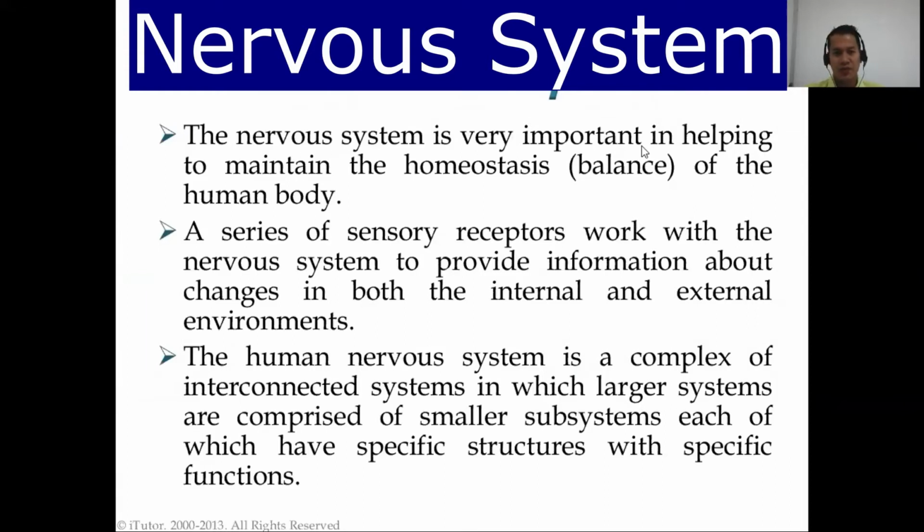The nervous system is very important in helping to maintain the homeostasis, or the balance, of the human body. In our previous video about the cardiovascular system and the muscular system, we made mention of those systems working together for the body to maintain and function well. It's because the nervous system is like the CPU in our computer, right? Without the nervous system, everything will not work. This is the main frame, the CPU of our body, because it controls everything: the coordination, the maintenance, even the homeostasis or the balance. Okay?